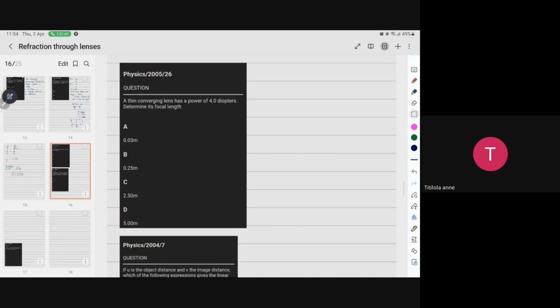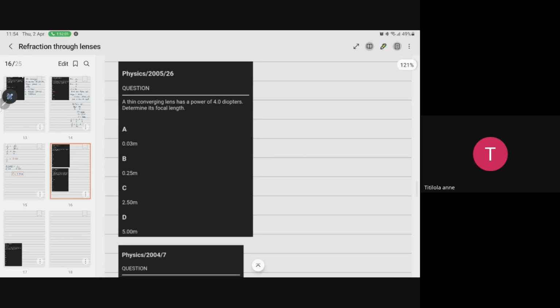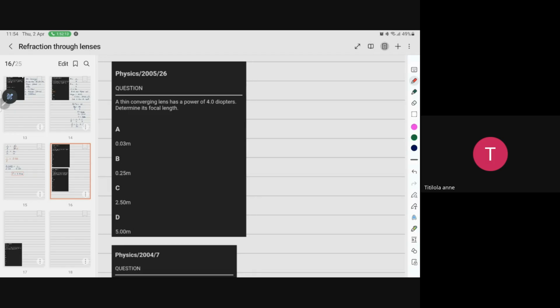All right, this one says the thin converging lens has a power of 4.0 diopters. Determine the focal length. Now, remember what I told us about the power of a lens. I explained a lot of things about it. Anyone trying it out? So they said the power is this. What is the focal length? And remember that 1 diopter is equal to 1 meter. So go ahead and apply it. Who is applying it?